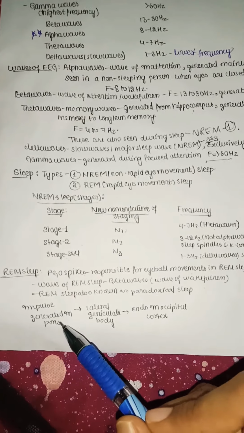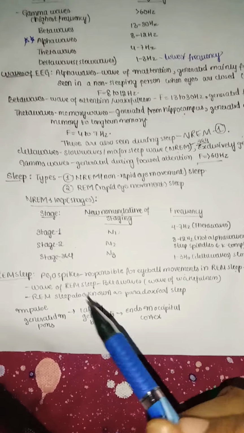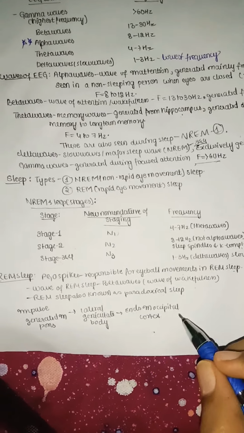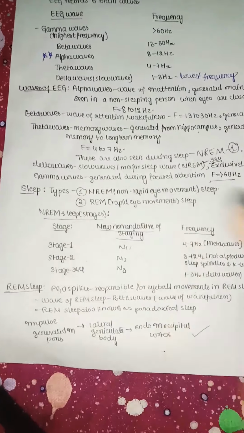And the impulse is generated first in the pons, and from there it reaches the lateral geniculate body. From the lateral geniculate body it ends in the occipital cortex. So finally it reaches the occipital cortex. So this is about REM sleep.